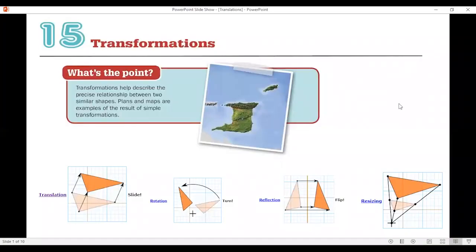Hello everyone, today we will cover chapter 15, transformations. What's the point? Transformations help describe the precise relationship between two similar shapes. Plans and maps are examples of the result of simple transformations. Which are transformations? Translation, rotation, reflection, resizing.